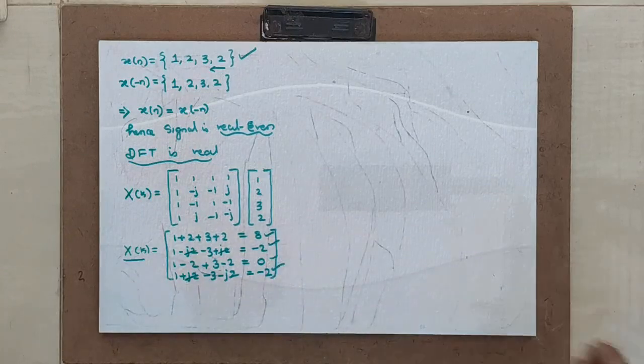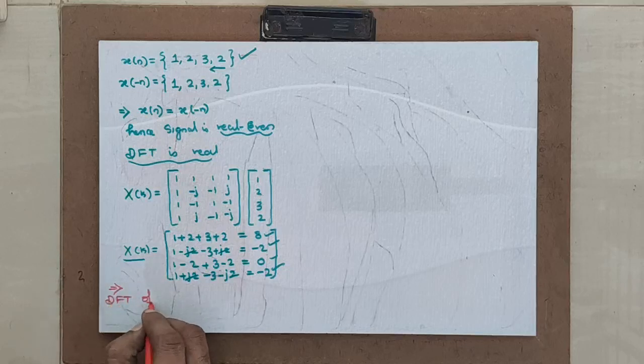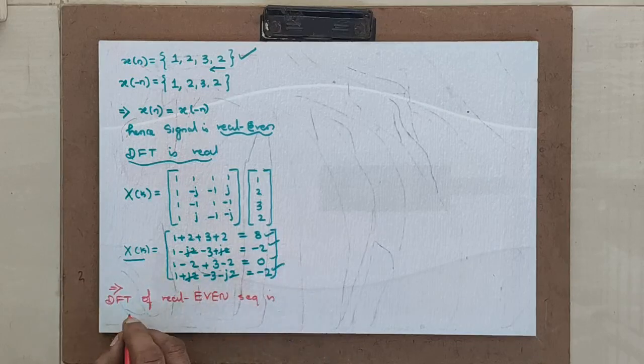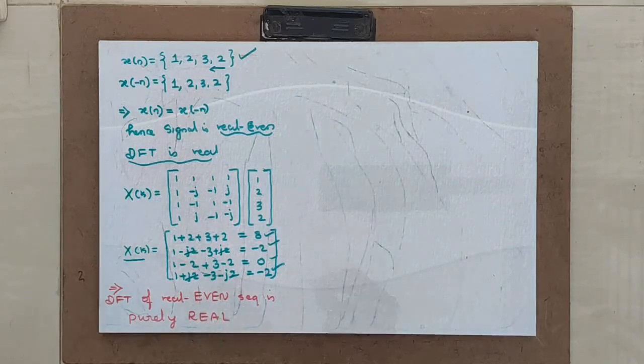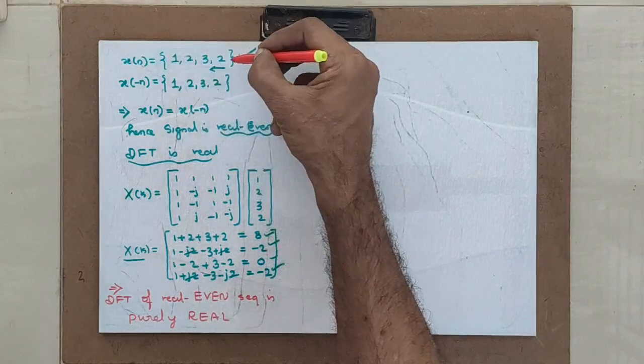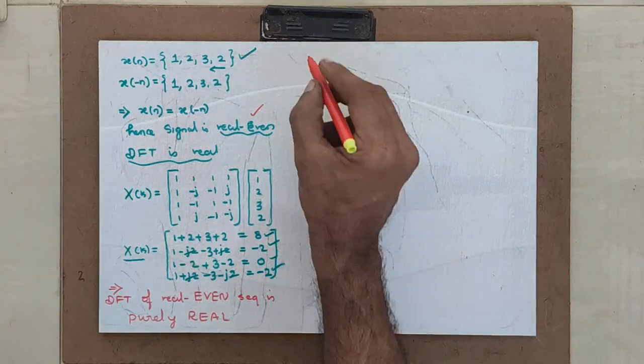What this implies is that the DFT of a real even sequence is purely real. There are no imaginary terms in the output. The input given was real as well as even, and the output, the DFT, is purely real. That is the conclusion of this.